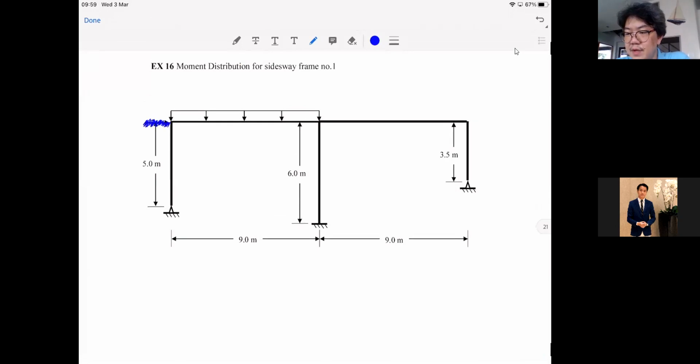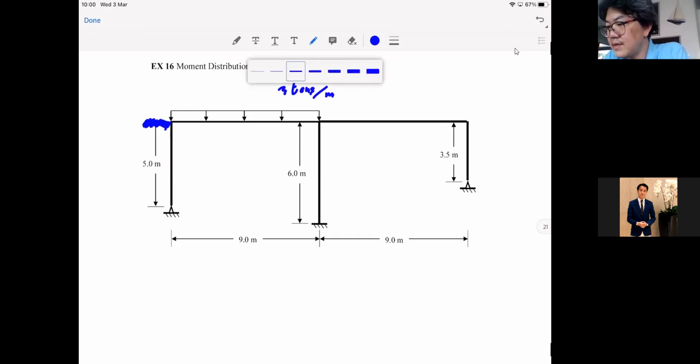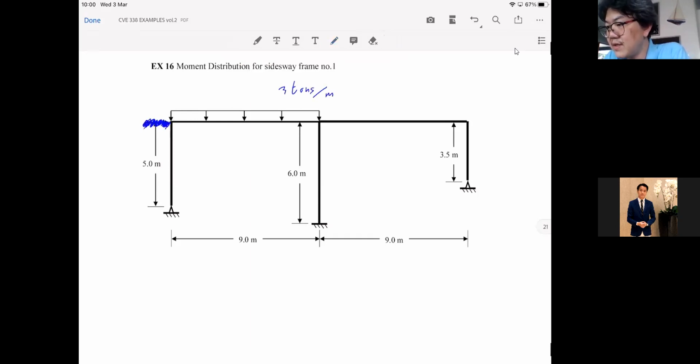There is no horizontal load, and this uniform load is 3 tons per meter. Okay. Oh, and I also forgot to. Wow, I thought I finished it, and then I forgot this. The moment of inertia here is going to be, let me change the color as well, 10I.